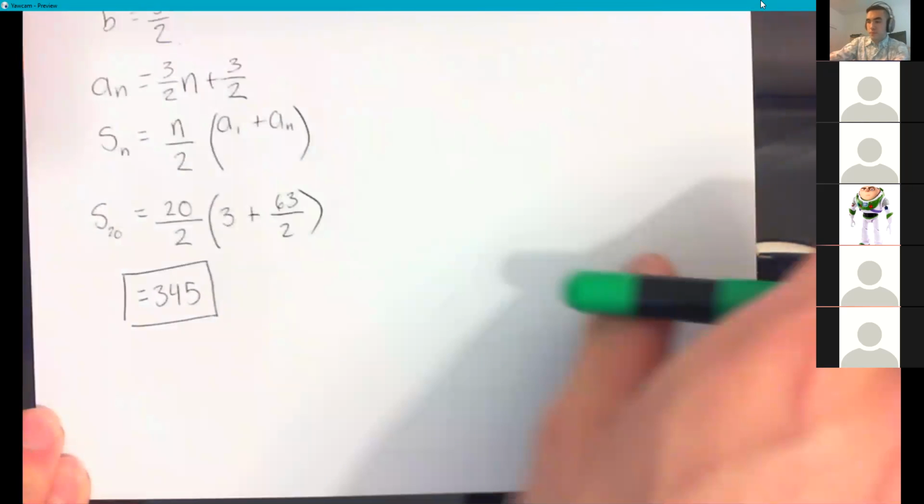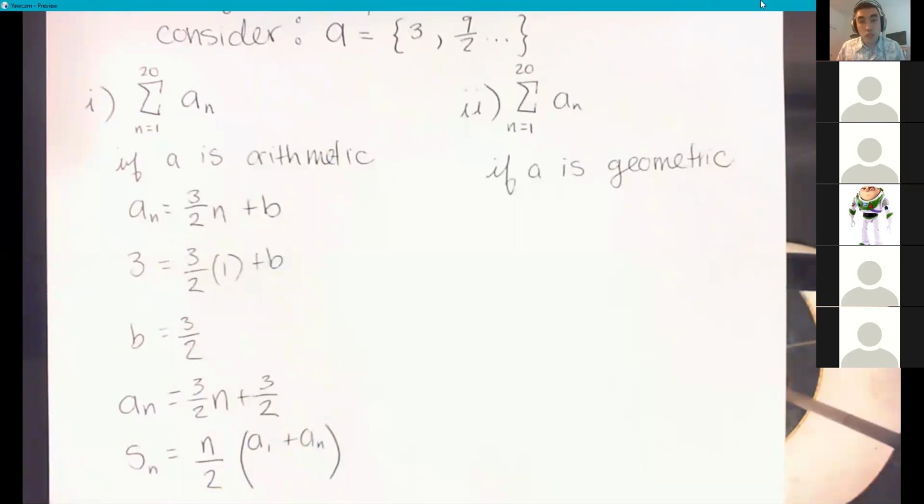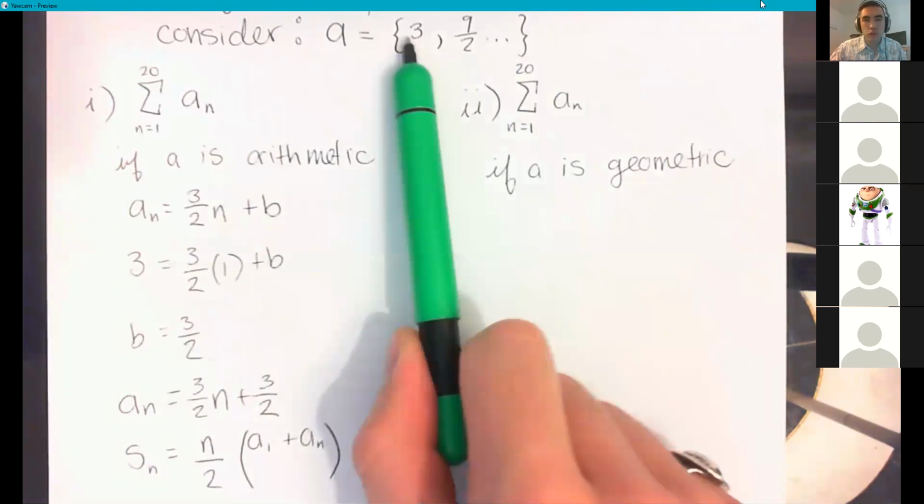Yeah? Okay. And then item 2 here, if this is geometric. So if this is geometric, what is my ratio? What would you have to multiply to go from 3 to 9 over 2?